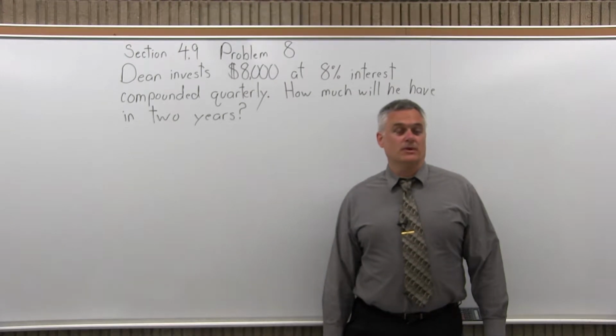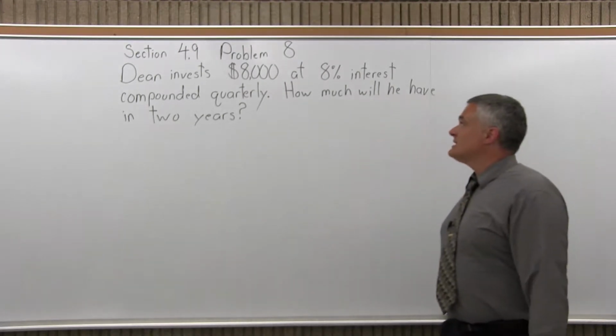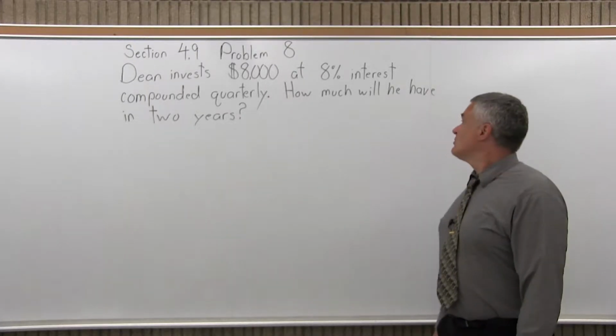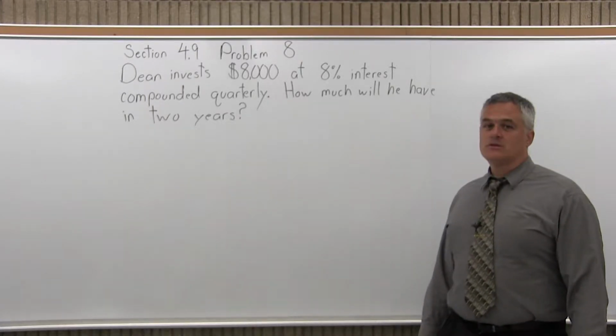This is Section 4.9, Problem 8. It says Dean invests $8,000 at 8% interest compounded quarterly. How much will he have in 2 years?